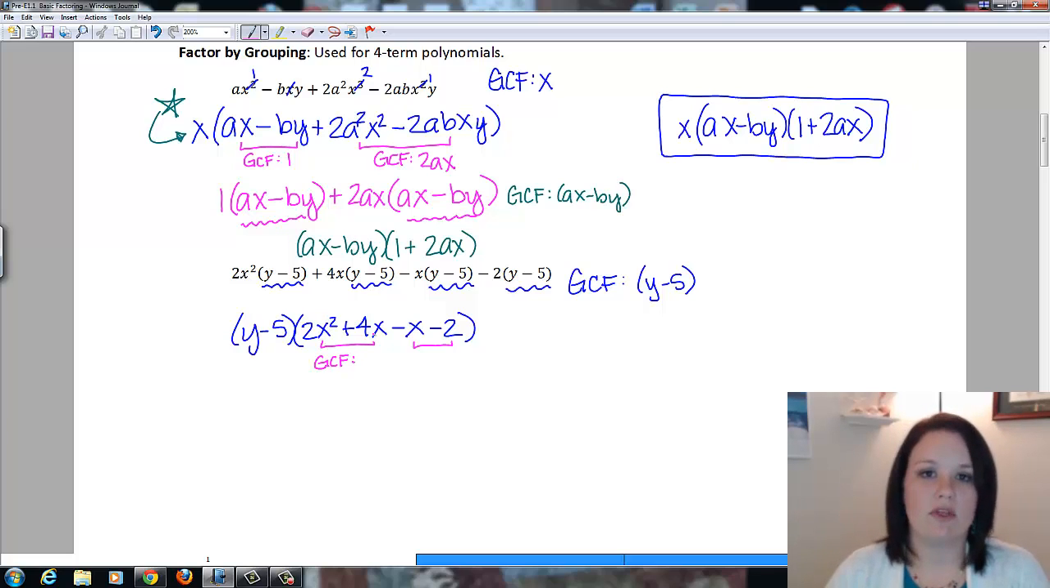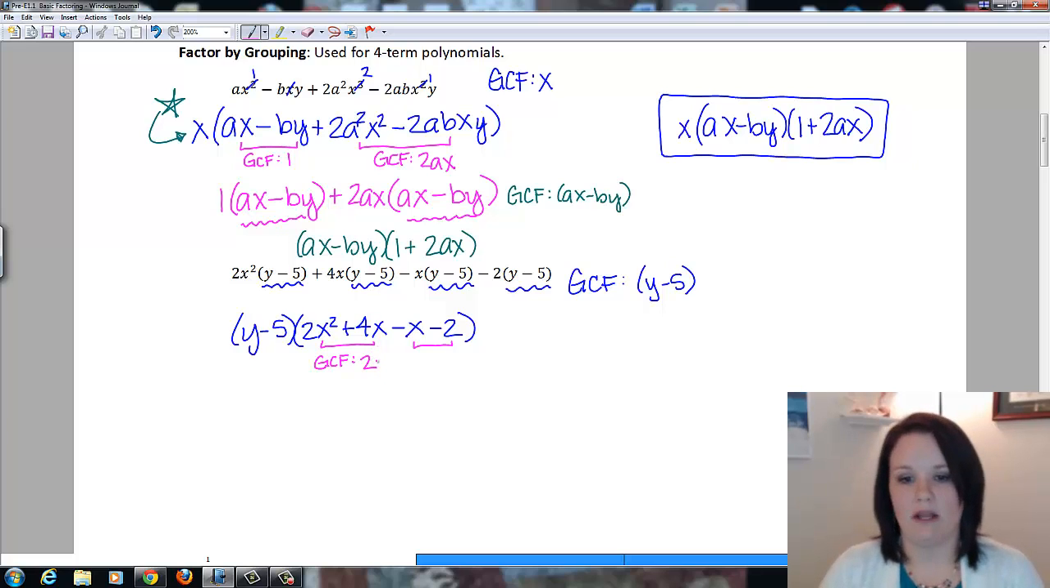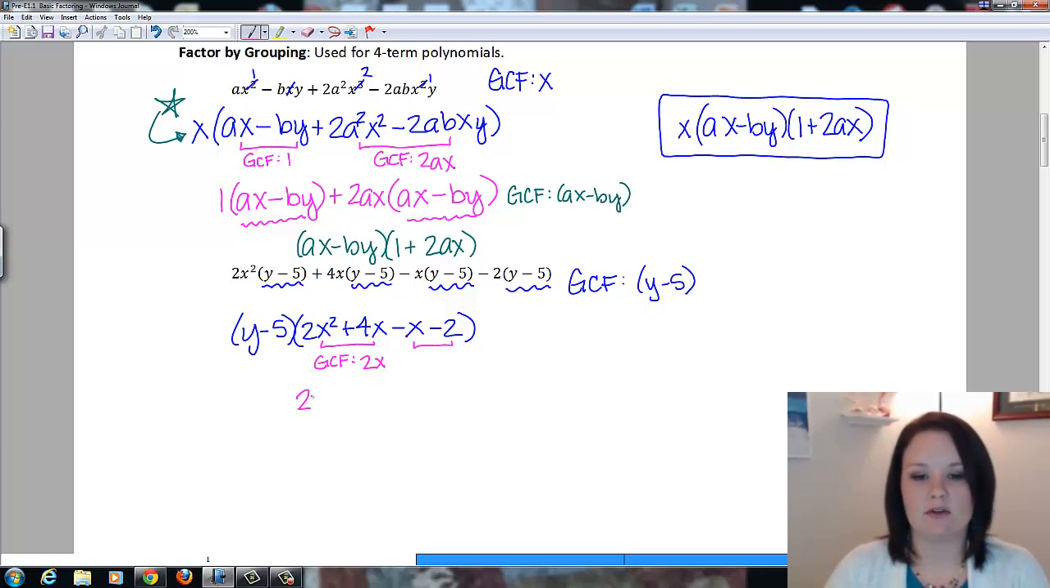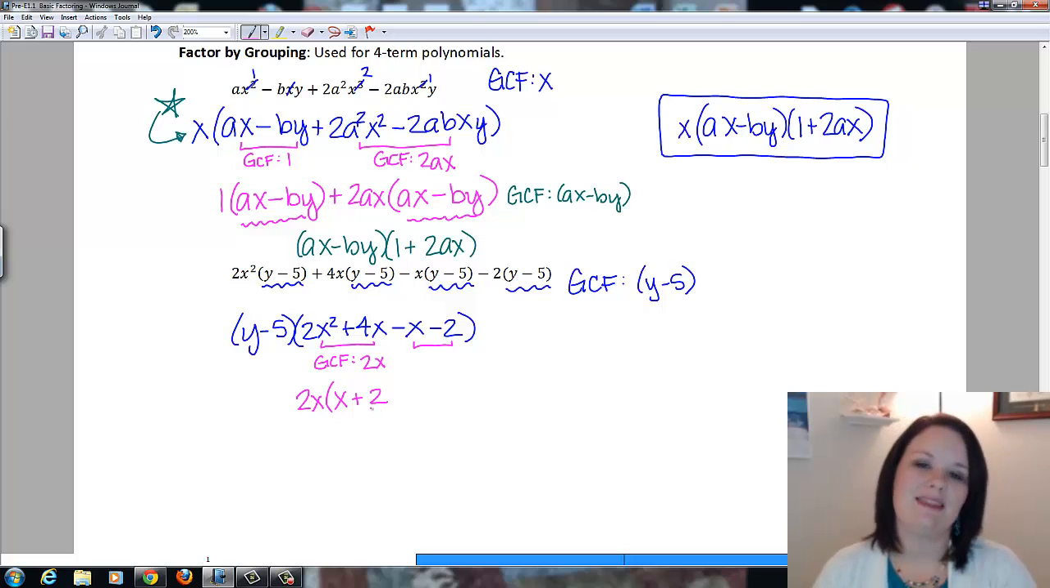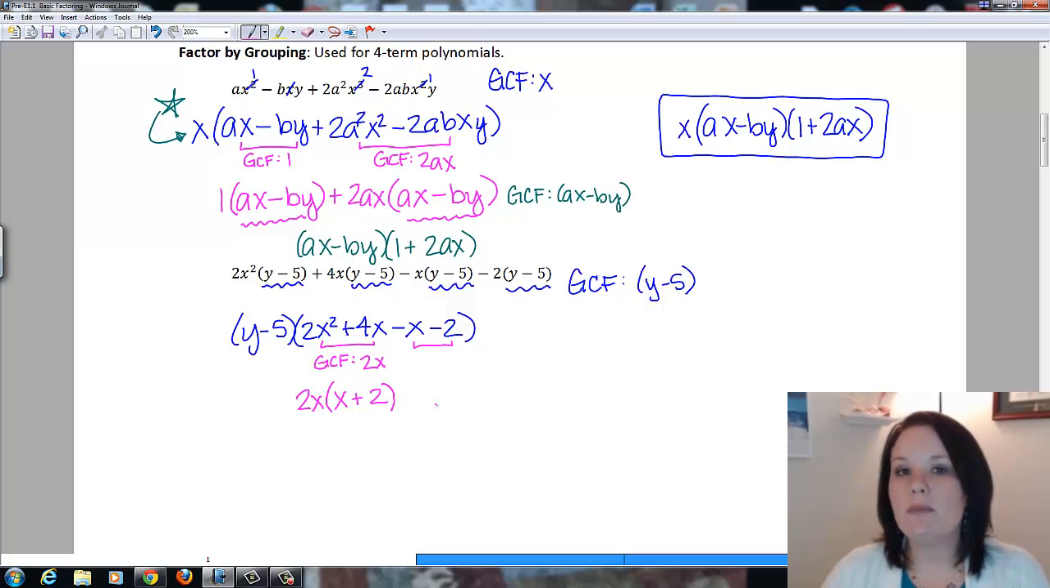If I look at my first pairing, 2 and 4 both have the common factor of 2, and with my x's, I can take out 1. So if I take out 2x out of this first pairing of terms, when I divide that off, my first term will be left with just 1x. My second term will be left with 2 because 4 divided by 2 is 2, and then my x is gone because it's part of my greatest common factor. Now what I'm hoping is that after this second pairing I'll be left with an x plus 2. I want my leftovers to look the same.